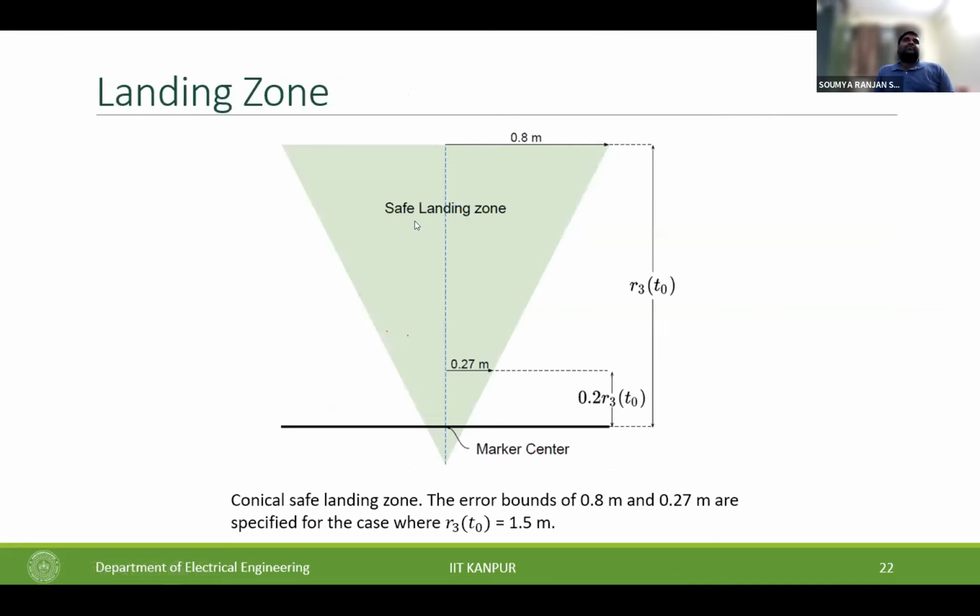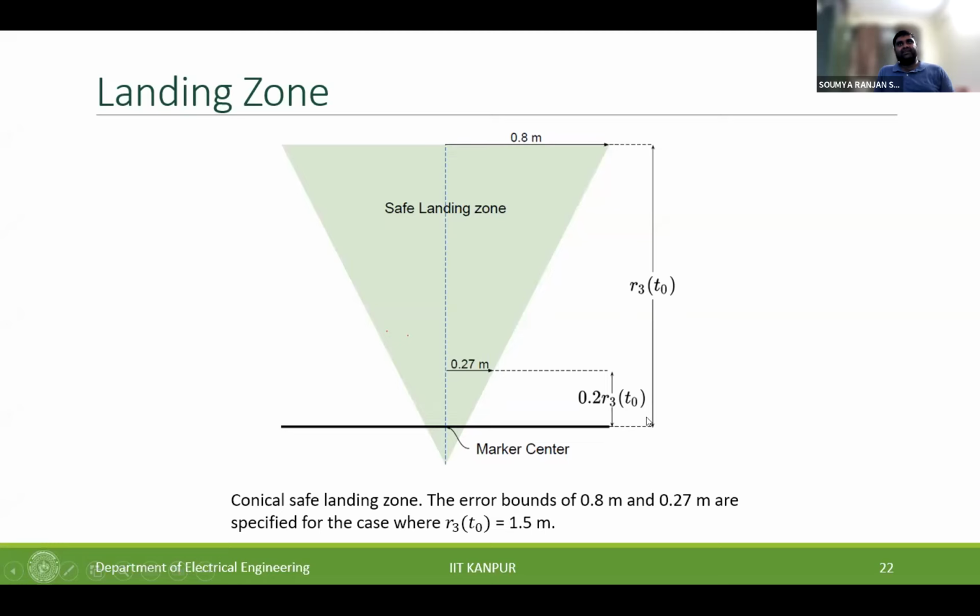And also, to ensure that the landing is precise and the platform always remains in view, we had proposed a landing zone, which is basically like a cone. So the base of the cone, which is this, was the size of the ARUCO marker that we had, and from that we had extended.